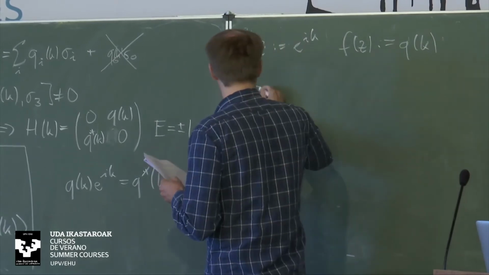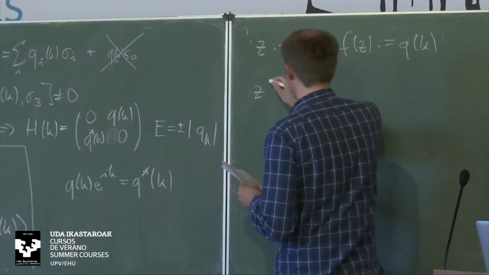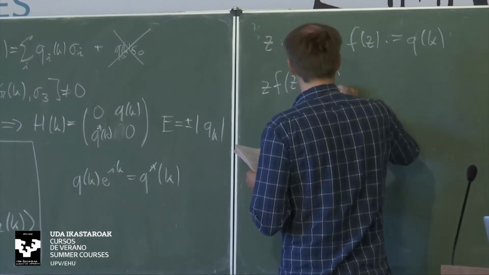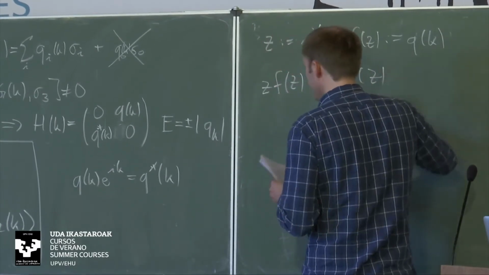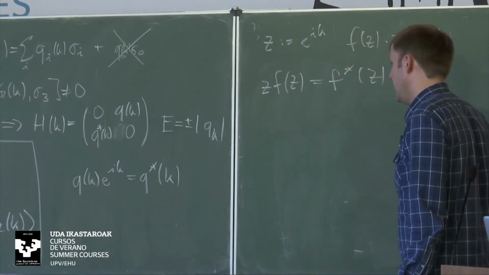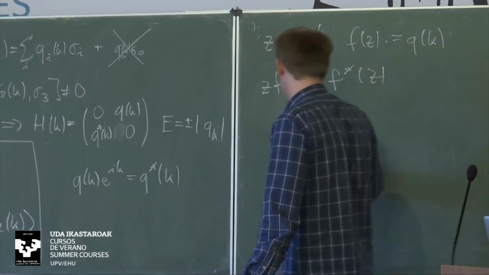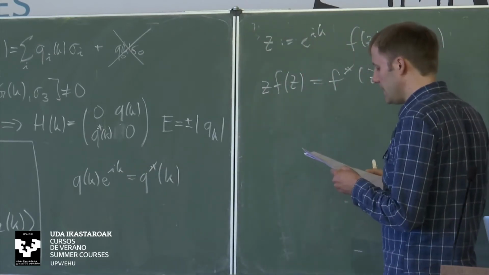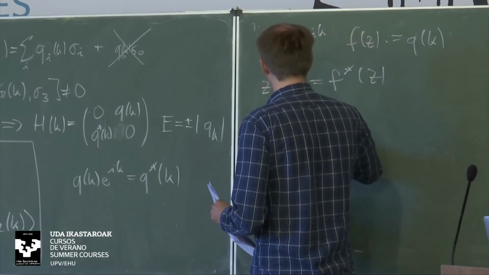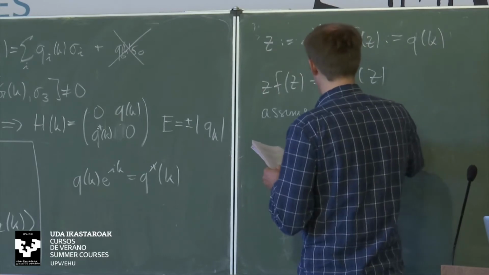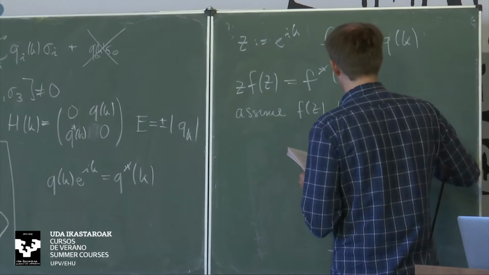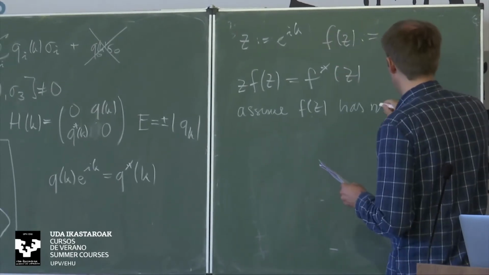And then basically it's just a rewriting in terms of this variable C. I get then this condition here, just from here, right? So Q of k is now f of C, and this phase e to the ik is basically C. And then if I assume that f of C doesn't have any zeros, then I can construct a contradiction, right?